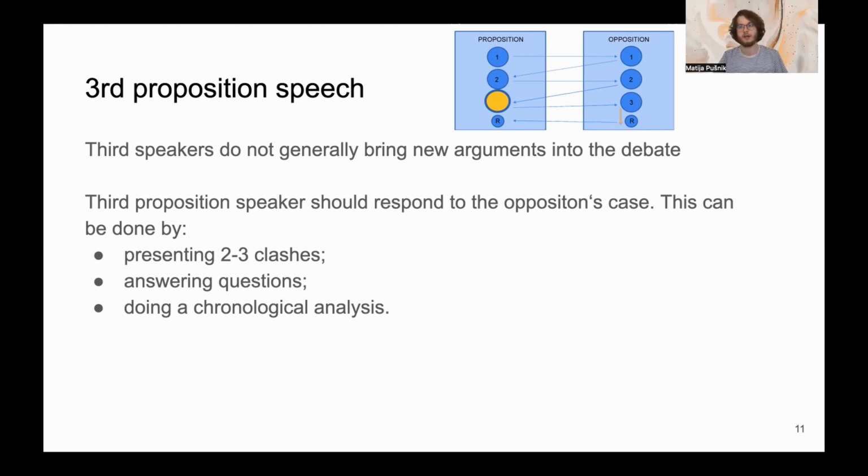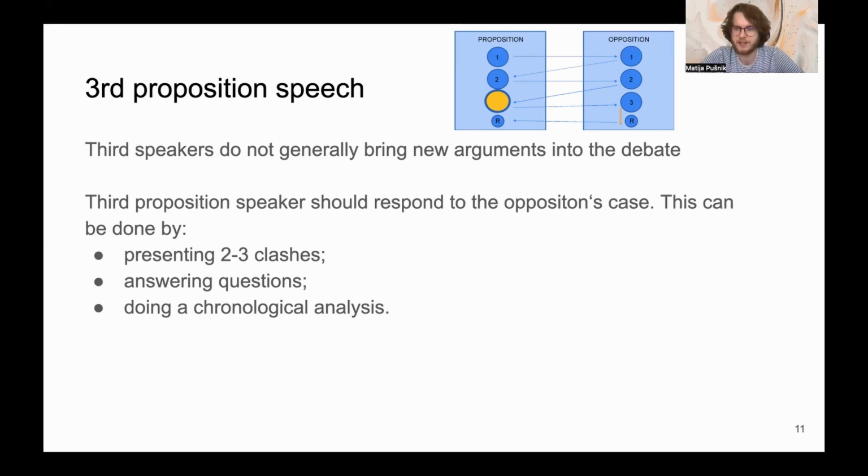For instance, you can answer questions. So for instance, you can set the debate in some way. The speaker can decide to set it as a collection of questions, and then they can analyze the debate via answering those questions. They can also even do a chronological analysis of what happened when, and respond to arguments that way. They are quite free. They can do pretty much whatever, as long as they are winning the debate, as we say.